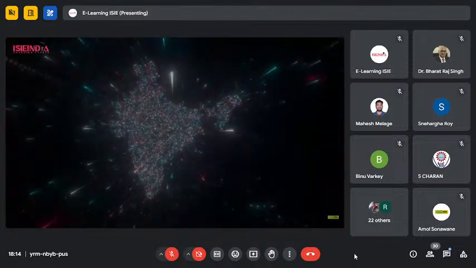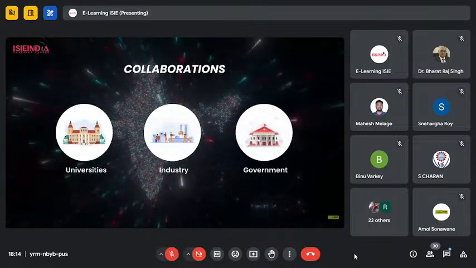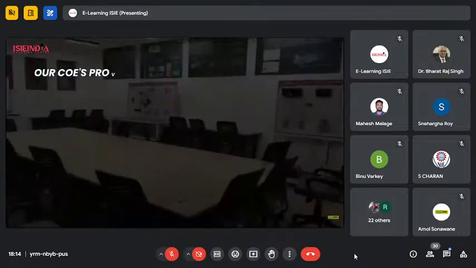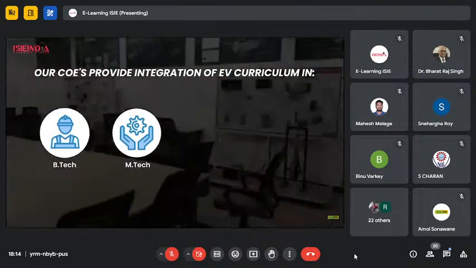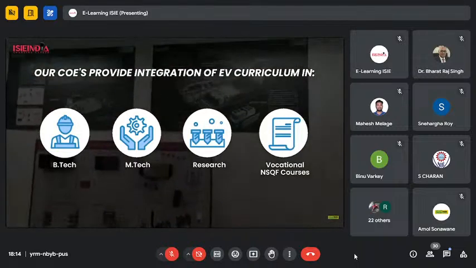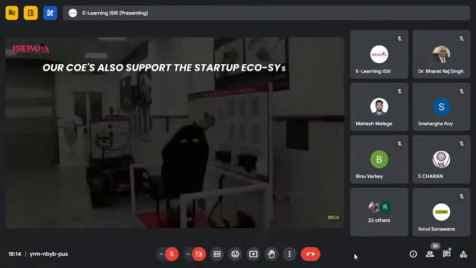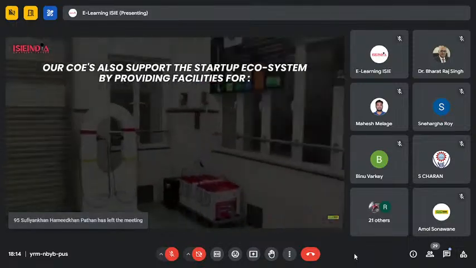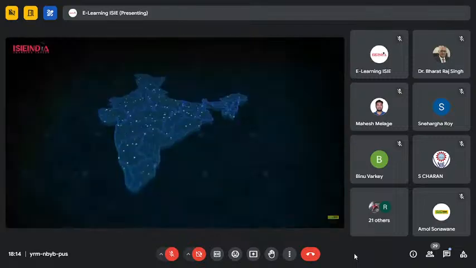These centers are developed in collaboration with universities, industry partners, and government entities. Our COEs provide integration of EV curriculum in BTech, MTech, and other academia programs, research and vocational NSQ courses aligned with the national education policy. Plus, our COEs also support the startup ecosystem by providing facilities for design, prototyping, and product testing. Our labs are making a difference.